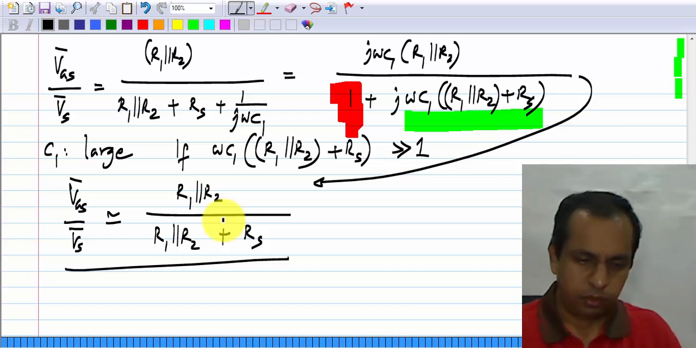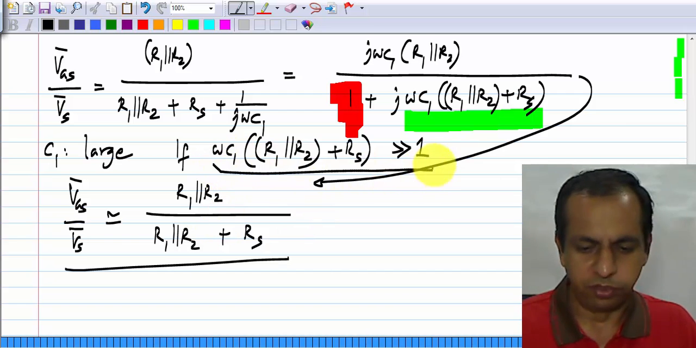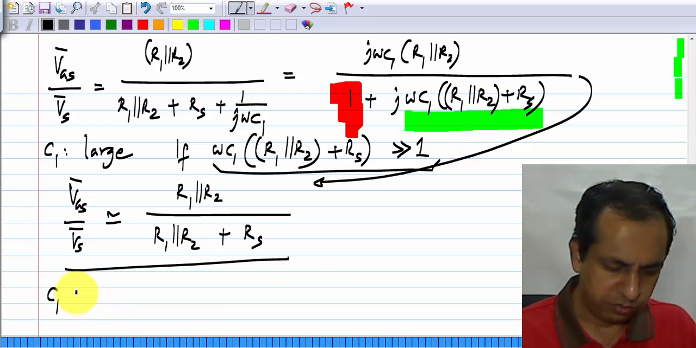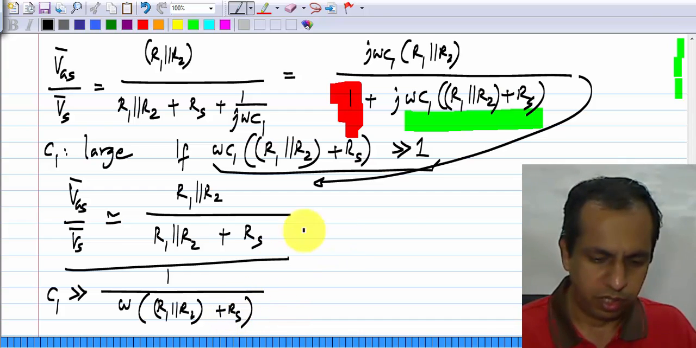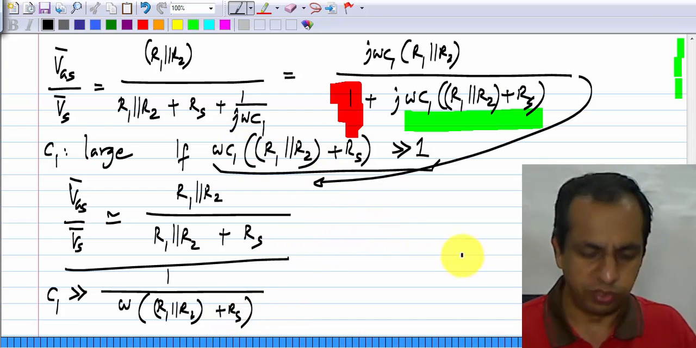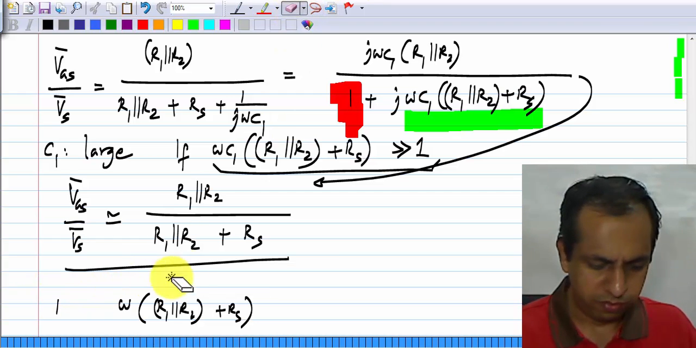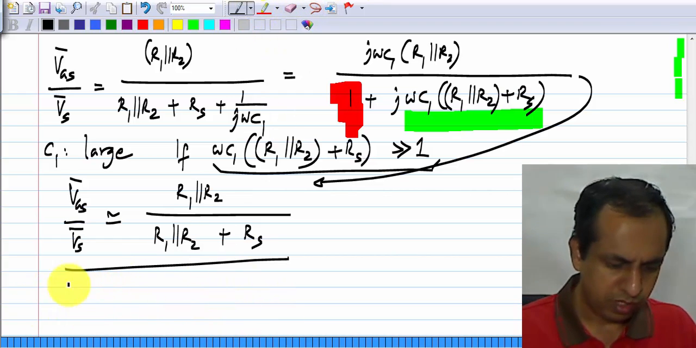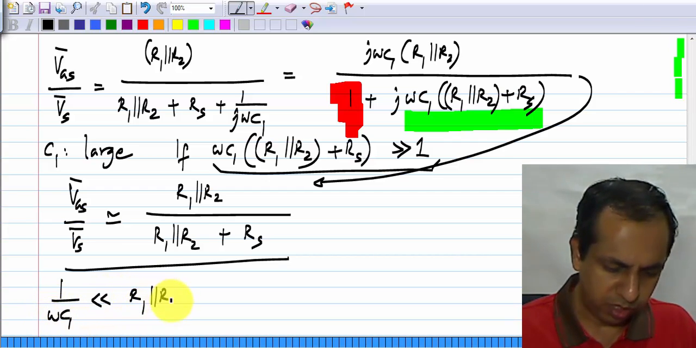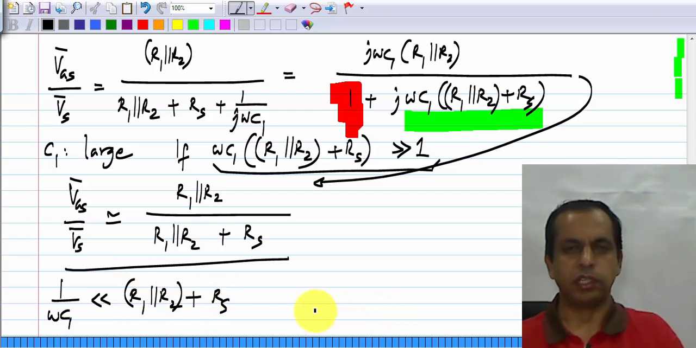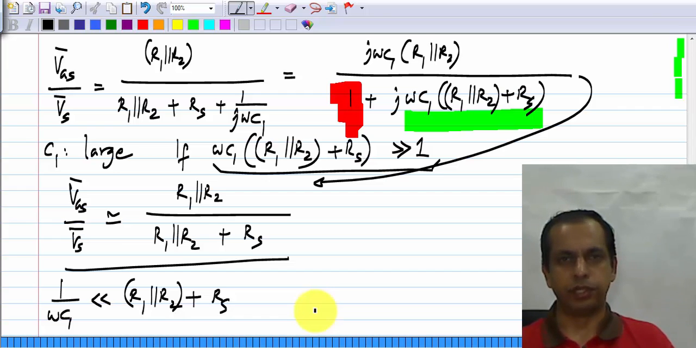So, this is the criterion for choosing the capacitor: C1 must be much greater than 1 by omega times R1 parallel R2 plus Rs. Or in other words, if I write it in terms of the reactance of the capacitor, I will have the reactance of the capacitor, 1 by omega C1, much smaller than R1 parallel R2 plus Rs. So, this is the criterion for C1.